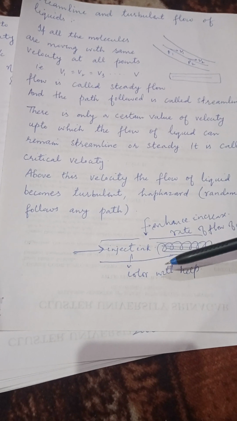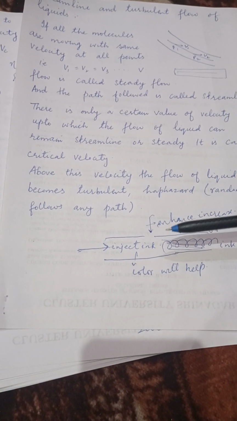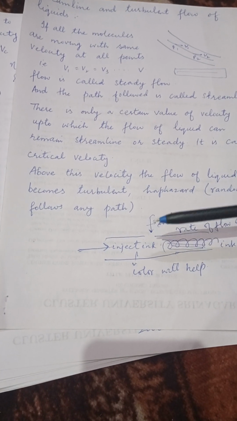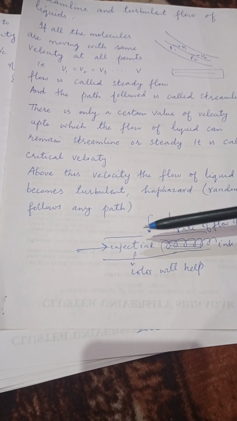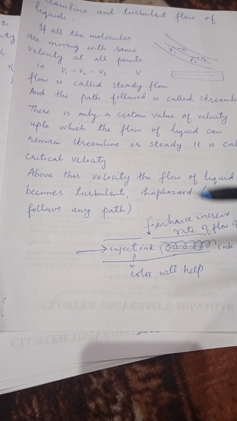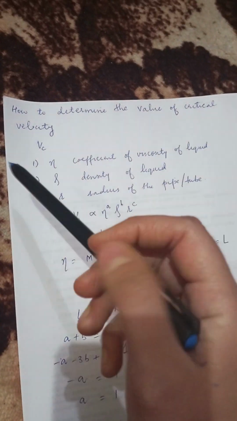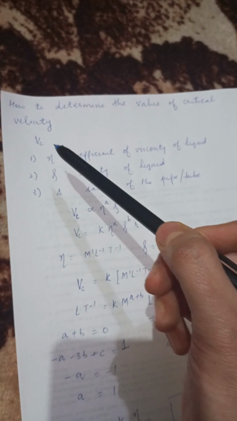Now the question is, how do we mathematically determine the value of this critical velocity? Because finally we have to parameterize it. We have to find some numerical value at which the flow will be streamlined and above which the flow will be haphazard or turbulent. Now that I have calculated on the next page, I have written how we determine the value of critical velocity.